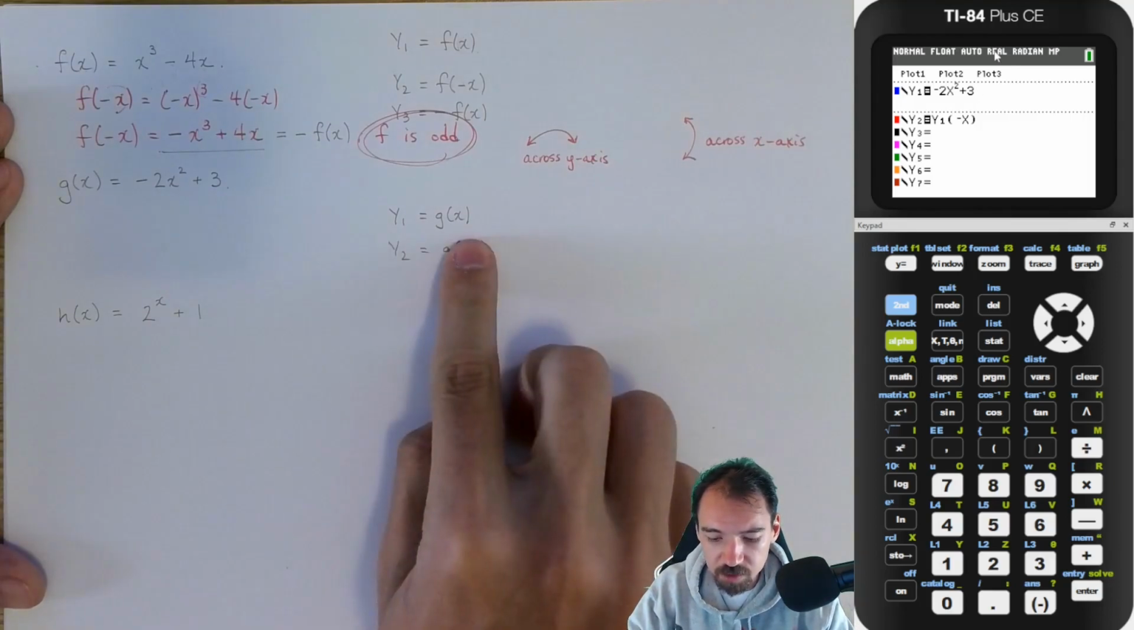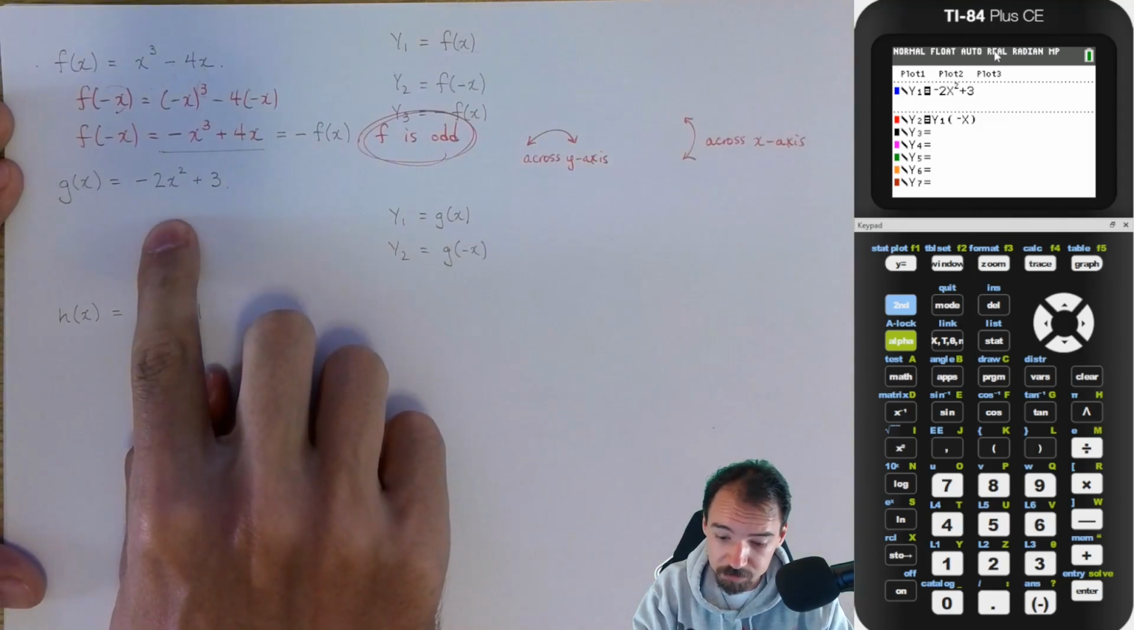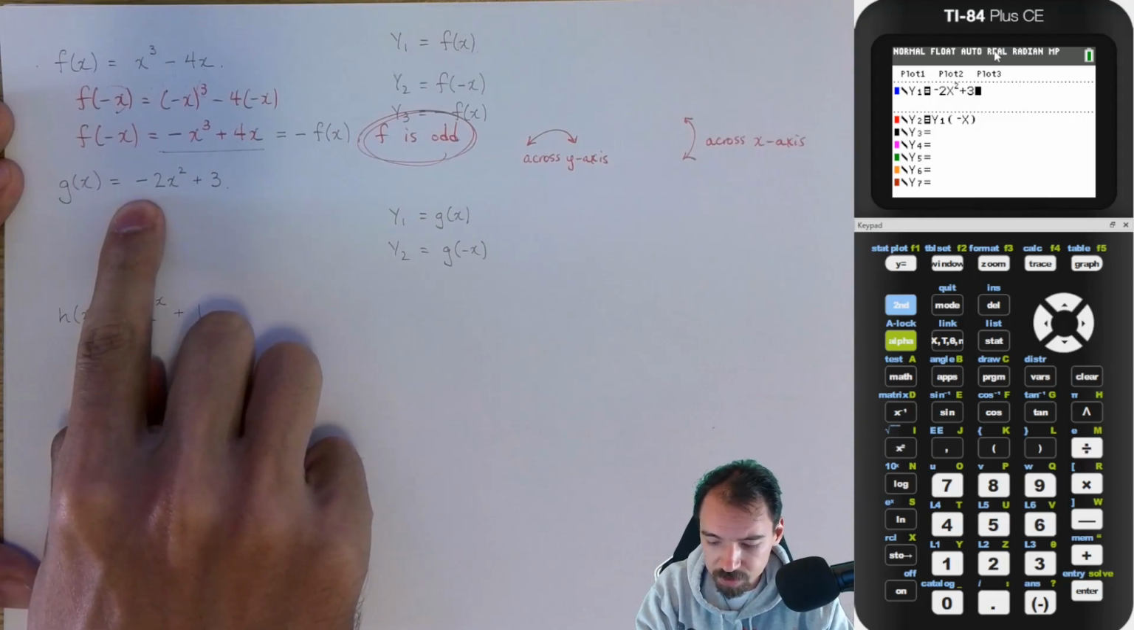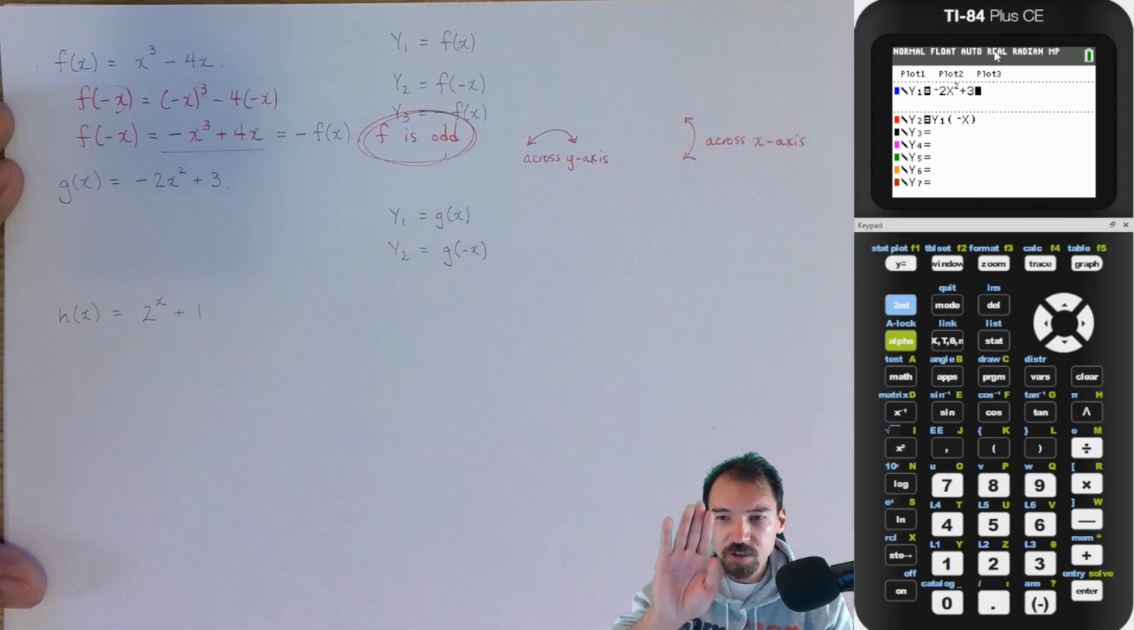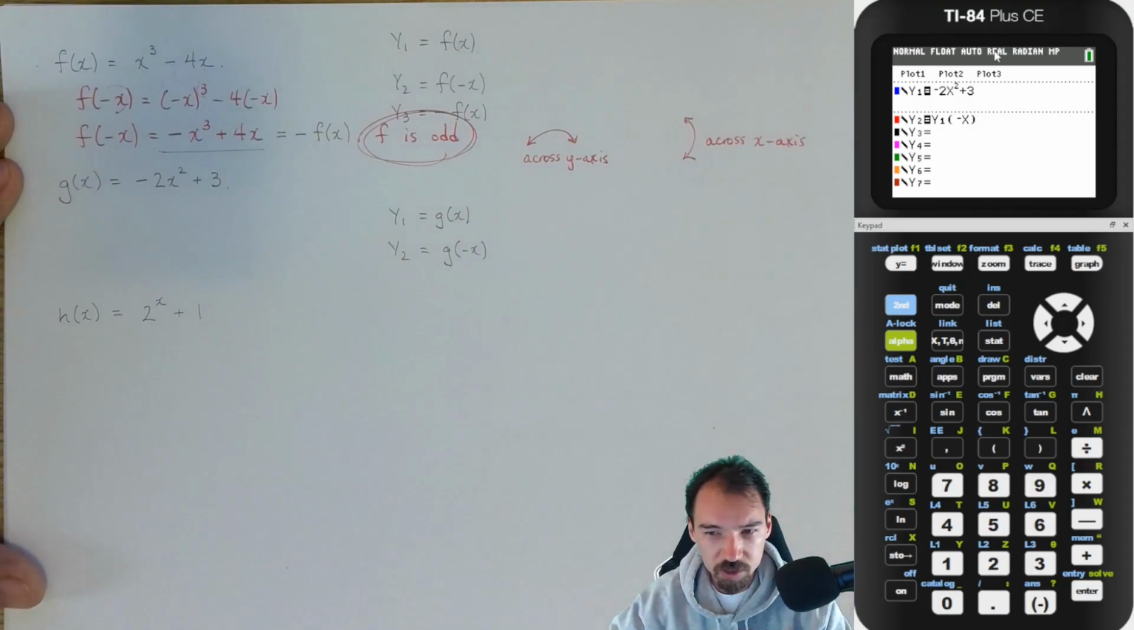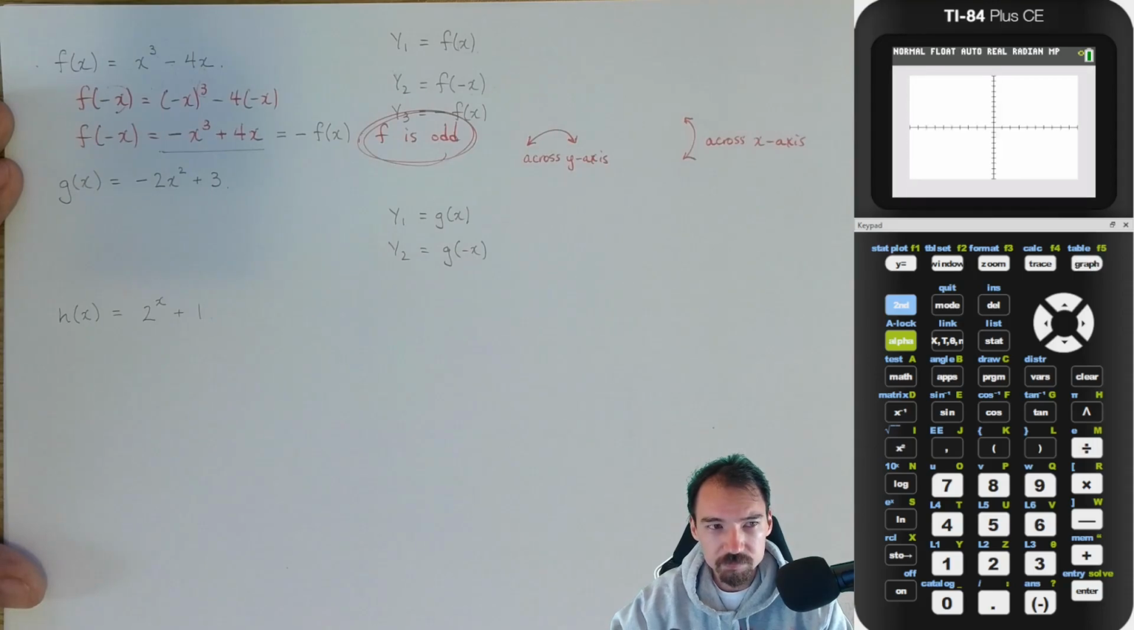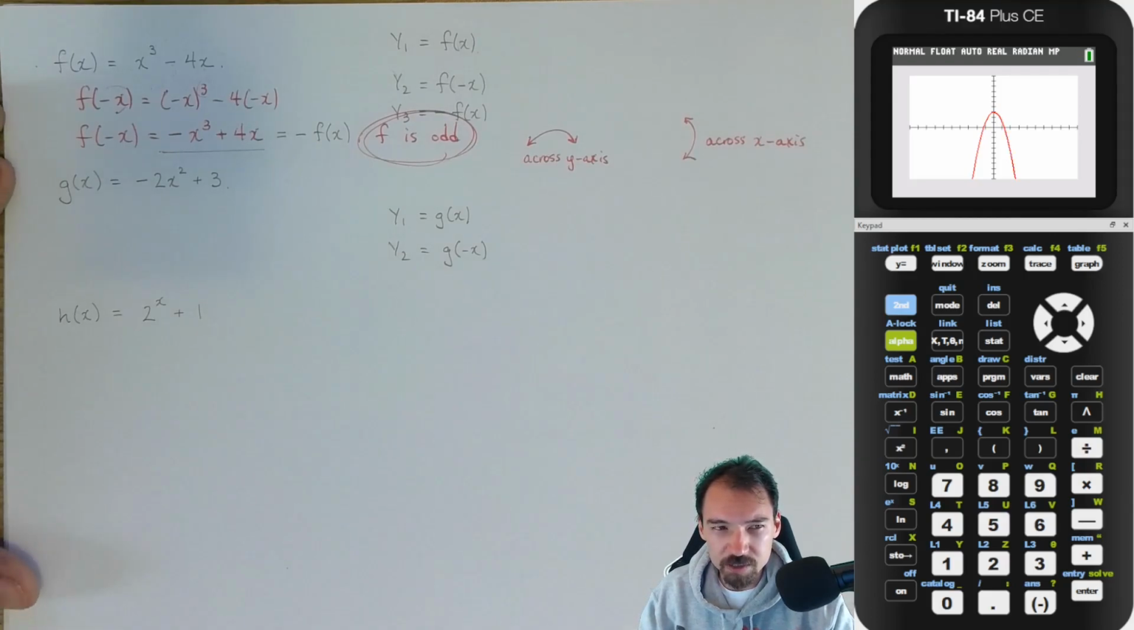I should get the original graph, which is a parabola. It should be an upside down parabola because of that negative right there. And I should flip it horizontally across the y-axis. There's the original graph. And there's the flip horizontally. And look, it's the exact same as the original graph.